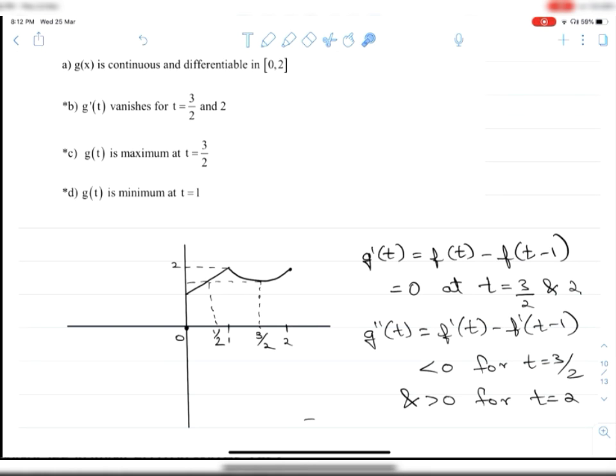But again, that is only local minima. When it's asking the minimum value at t equals 1, we can observe it. g dash of t, what is happening? If I substitute t equals 1 here, I am getting f of 1 minus f of 0, which is positive. So at t equals 1, the slope will be positive. From there, it will be increasing.